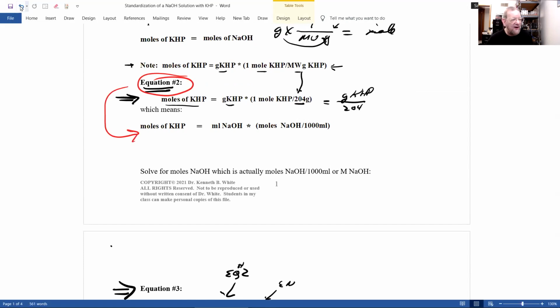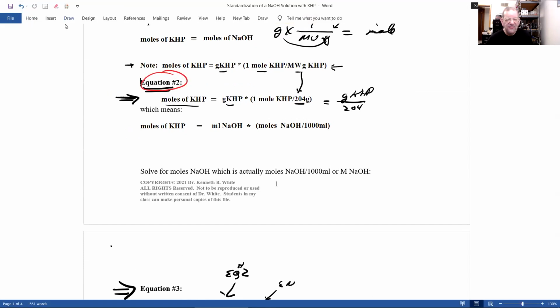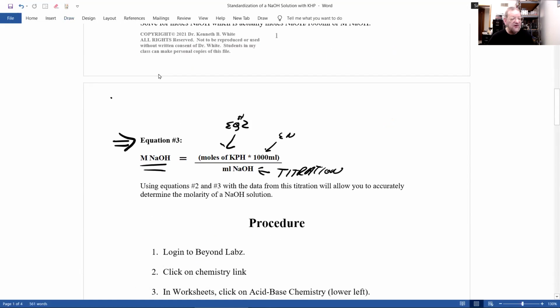Oh, wait, I was wrong. Here's equation 2, and this is how you get the moles of it. You do this, grams of KHP divided by 204. For equation 3, to get the molarity, use moles of KHP, which comes from equation 2. This is the exact number. This is the milliliters you get from B minus A from your titration.